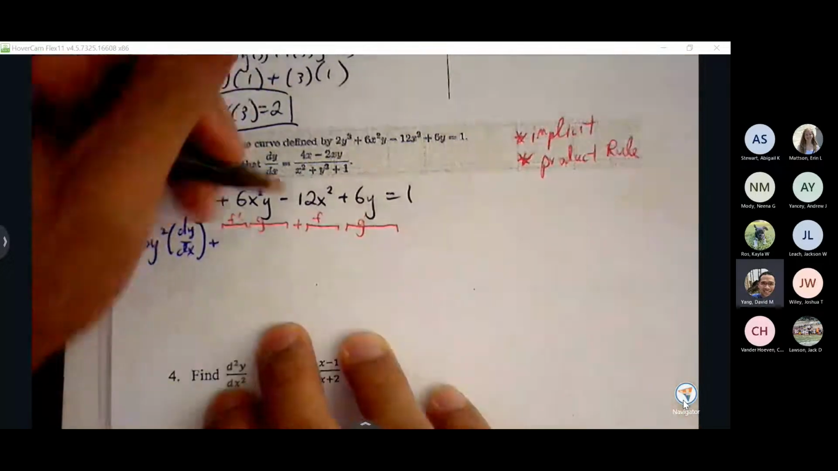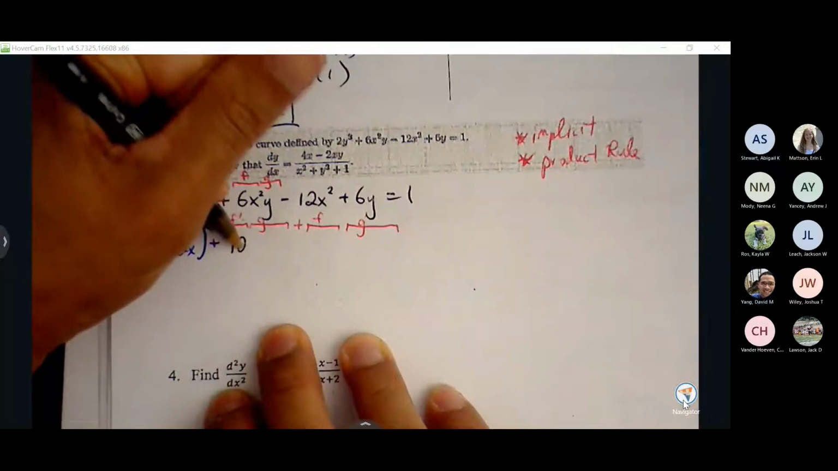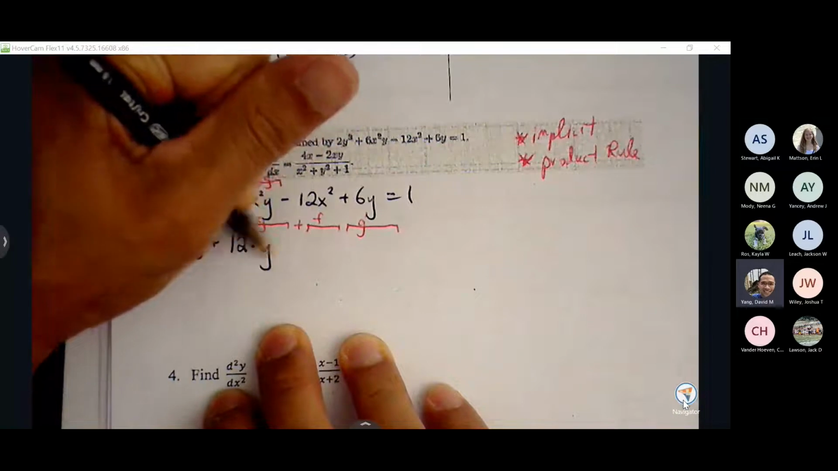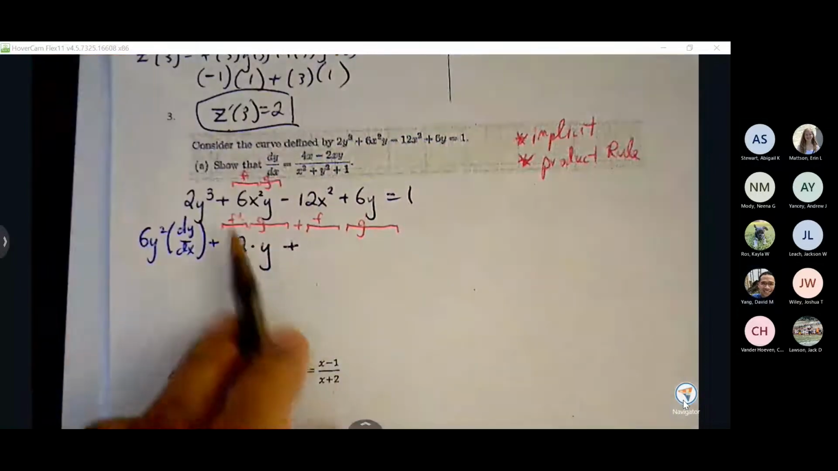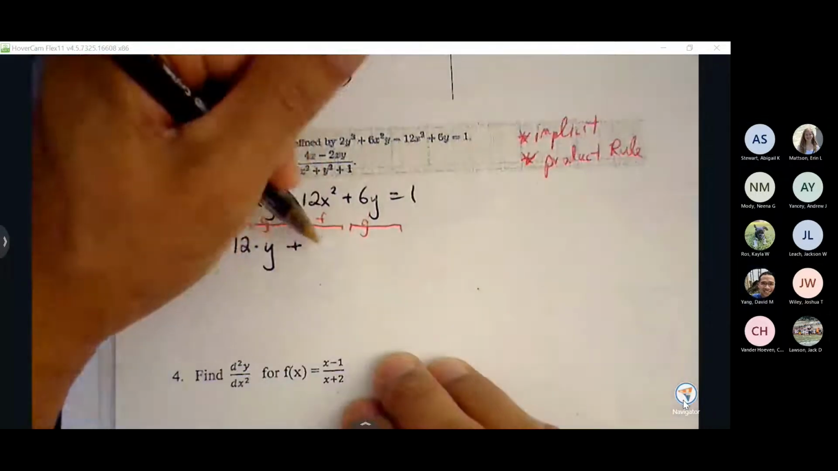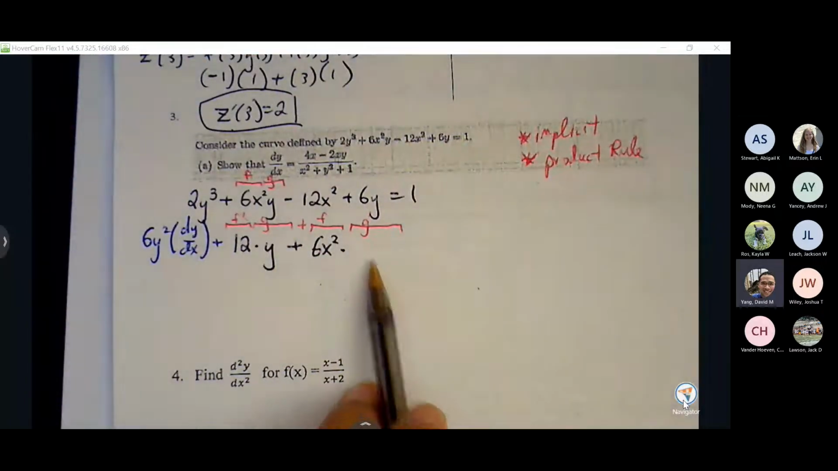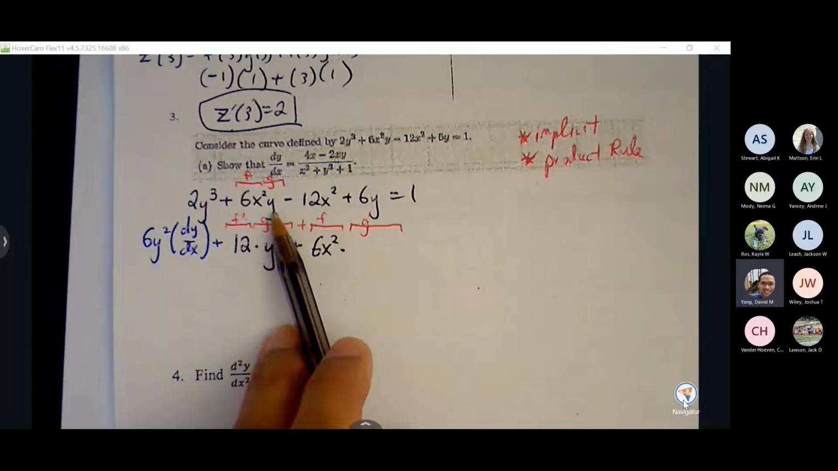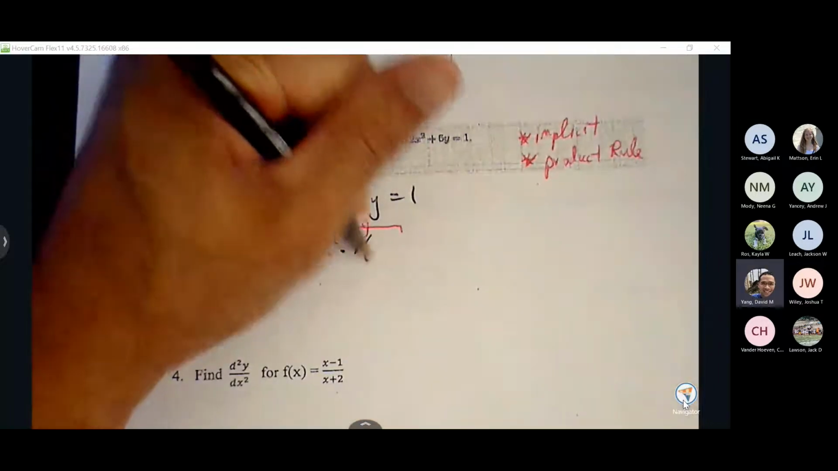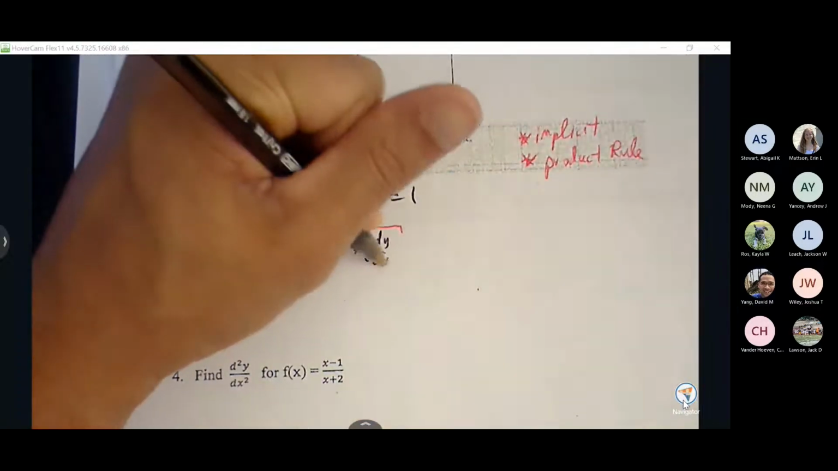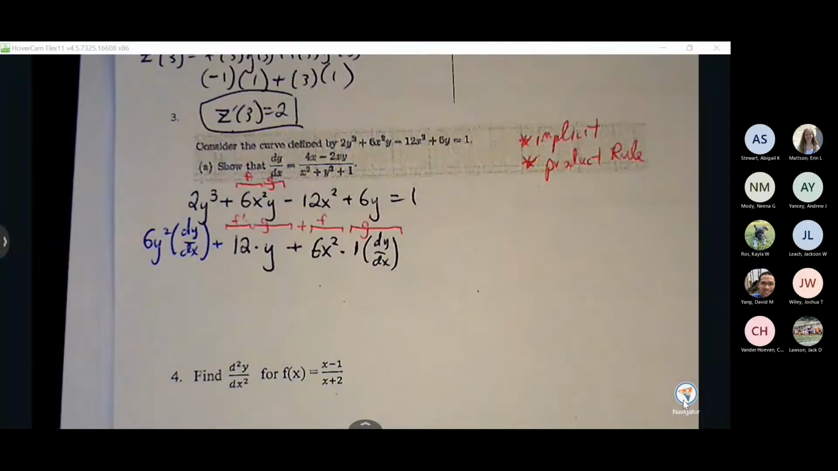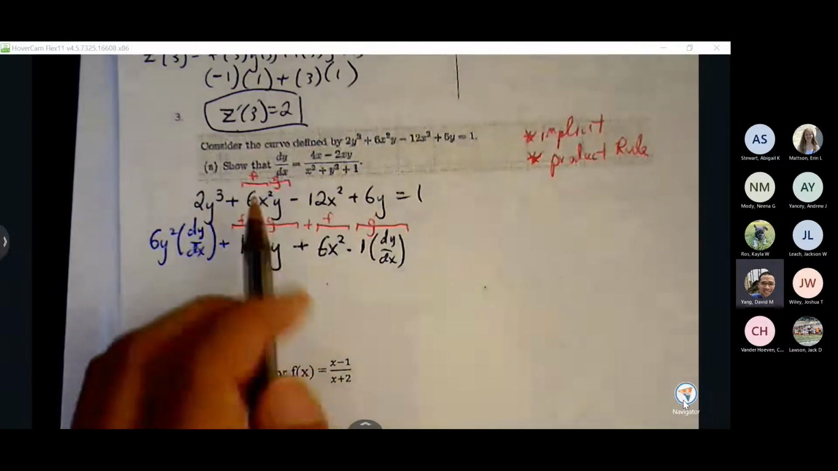Six x squared becomes 12x. G function is the y. Back to f. G prime. So g prime, the derivative of y is 1. We can attach that dy dx. All right, keep going, right? We have a couple more terms that we have to complete.